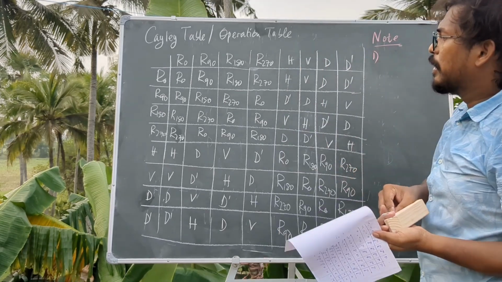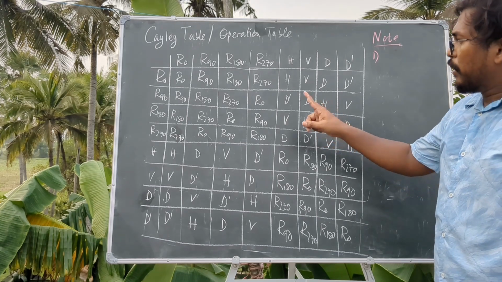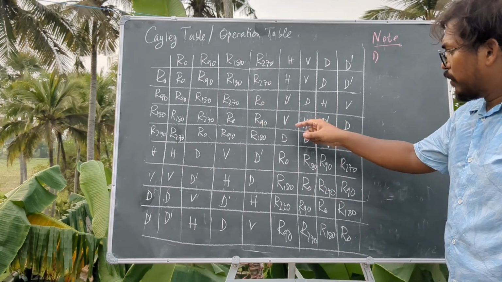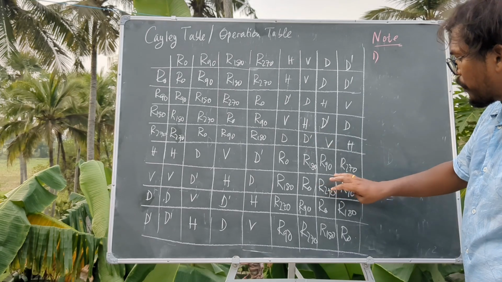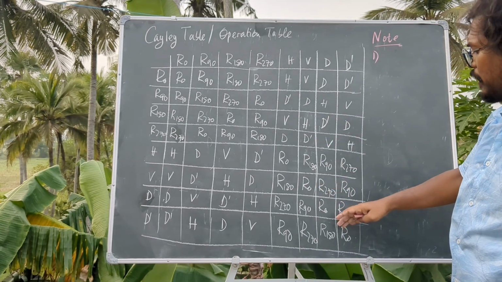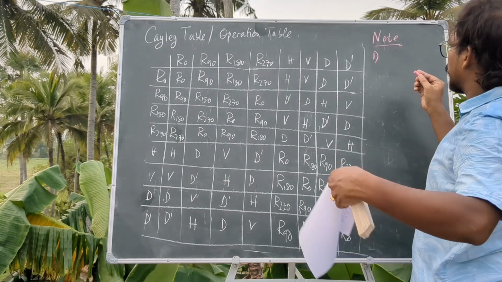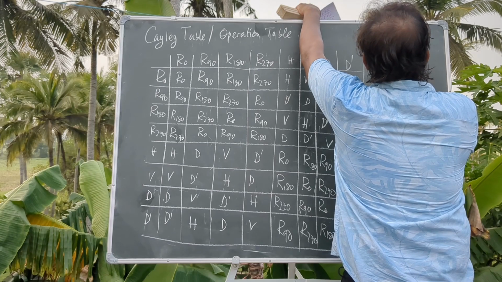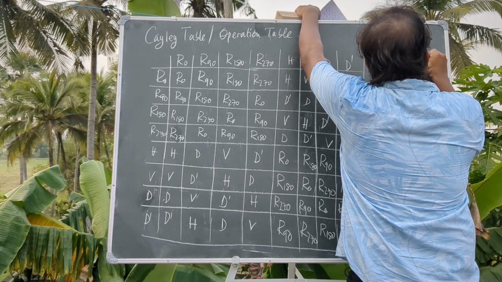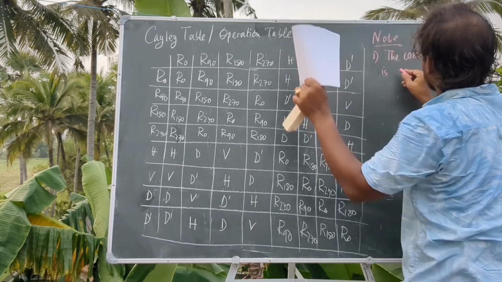First one, the operation composition is closed, because the entries of the Cayley table, the elements we have here, are the elements of our set, and we have not got any outsiders. All these elements are in our set. So the operation composition is closed.